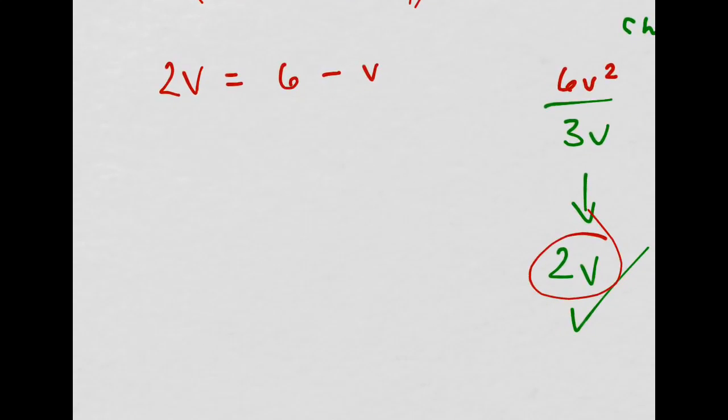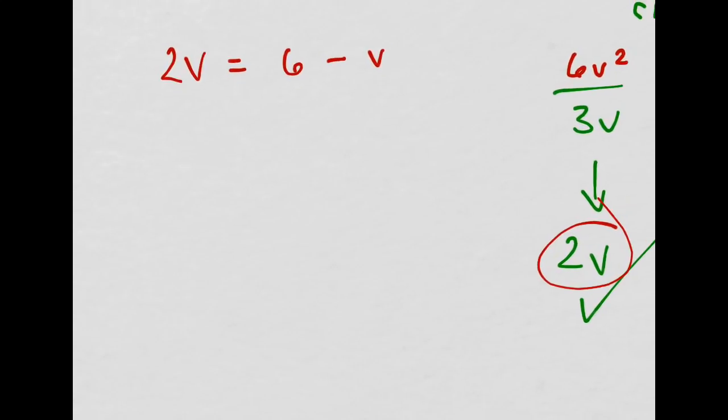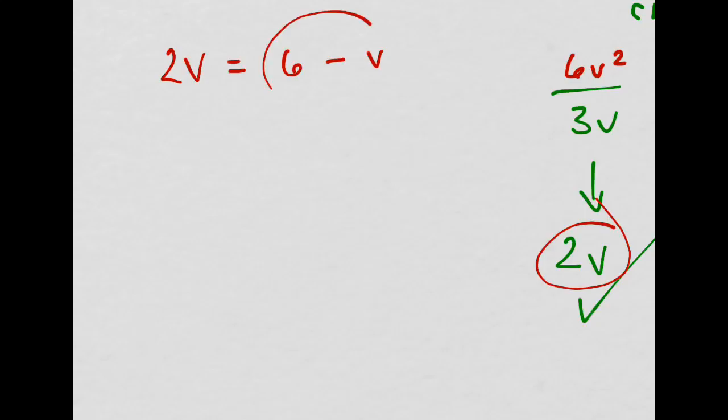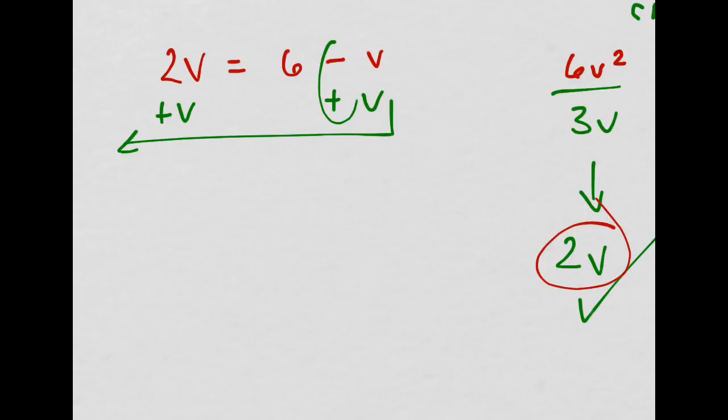Now we've got to get the variables to one side and the numbers to the other. I can't combine any like terms because on the right side there are no like terms. This is a 6, this is a v. If it was like 6v, then I could combine like terms. But I don't have that, so I won't do that. Let's get the v's all to the left side. So I'll add v over, plus v. Remember, you do the opposite to move it over. We haven't had equations in a while, so that's what you do there.